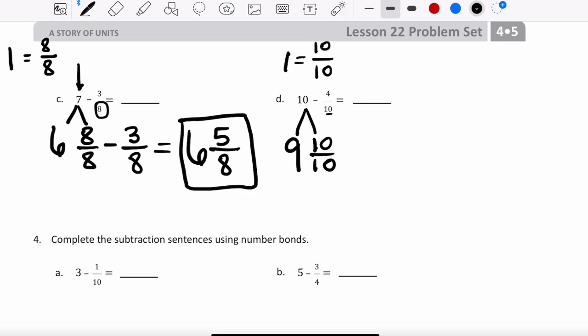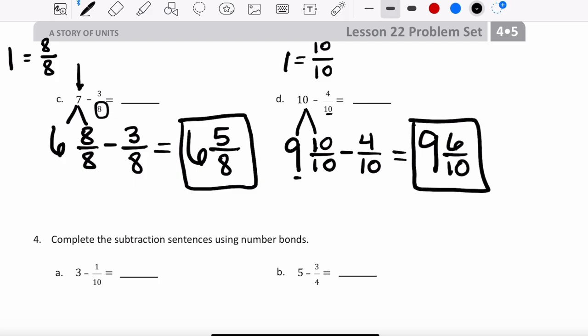I can subtract my 4 tenths from the 10 tenths. So I subtract 4 tenths, and I have 9 wholes. So I have 9 wholes as my answer, and 10 minus 4 is 6 tenths. So 9 6/10 is my answer.